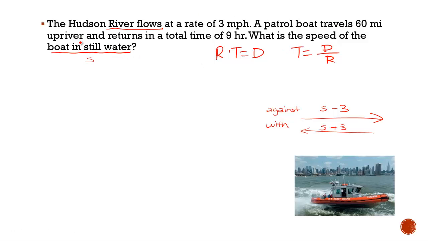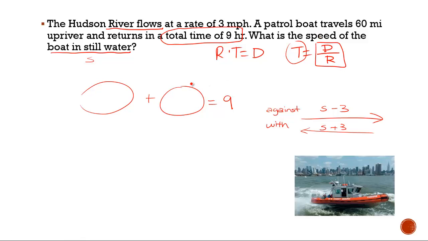Patrol boat travels 60 miles upriver and returns in a total time of 9 hours. Now, the fact that they've given us a total time means that our time is being compared. So we're taking time against the river plus time with the river is going to be 9 hours. But time is based on distance over rate. So within each of these, we need distance over rate for each component. So let's say against is right here. So the rate is S minus 3. And with is S plus 3.